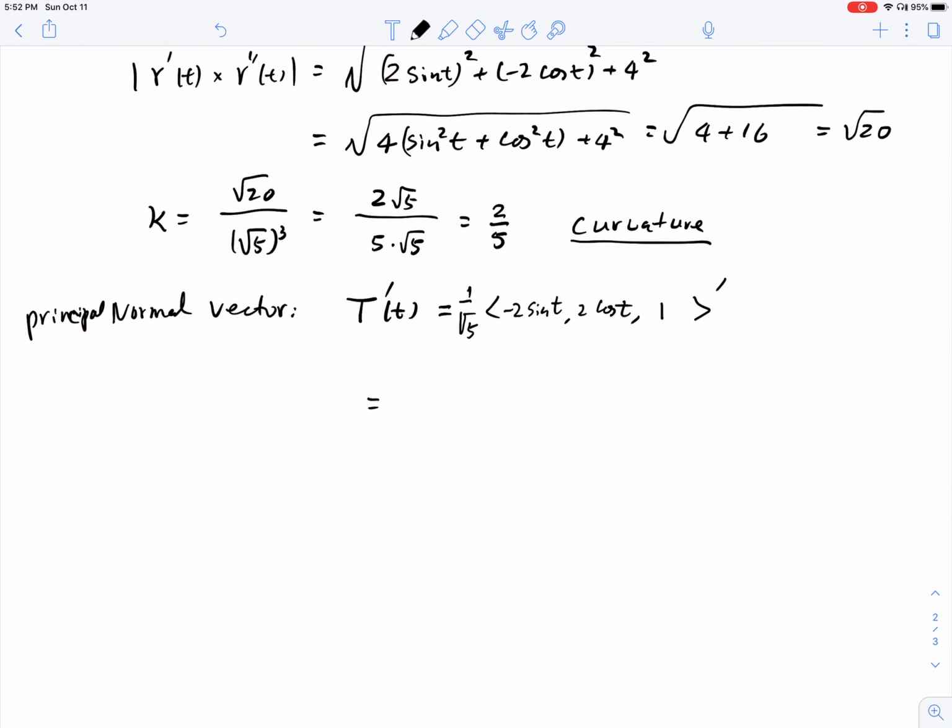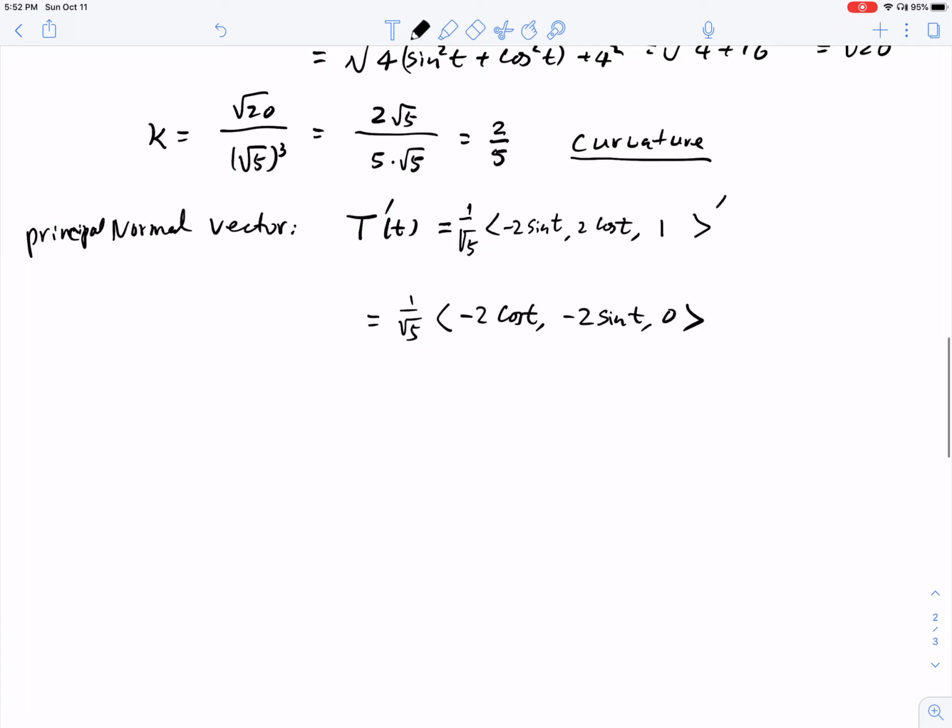So this one over here, the constant can be pulled out. So it's 1 over root 5. And then this derivative over here is negative 2 cosine t. We already calculated this when we were doing the curvature, right? Negative 2 sine t and 0. So this is the one. Or we can just drop the 1 over root 5. That's also okay, because we just want a normal vector.